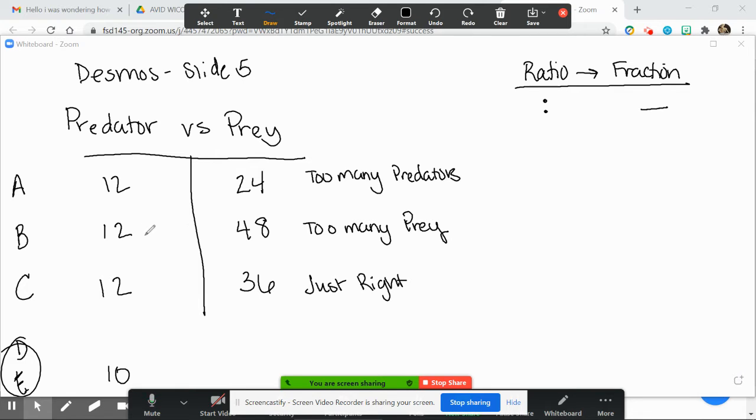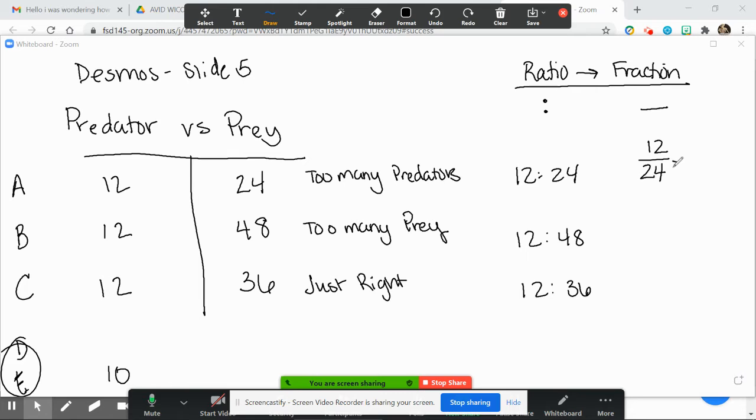So if we were to reduce these, okay, the ratio for the first one is 12 to 24. The second one is 12 to 48. And the last one is 12 to 36. And what it's saying is that for every 12 predators, they're going to get 24 prey. As a fraction, that's 12 out of 24.